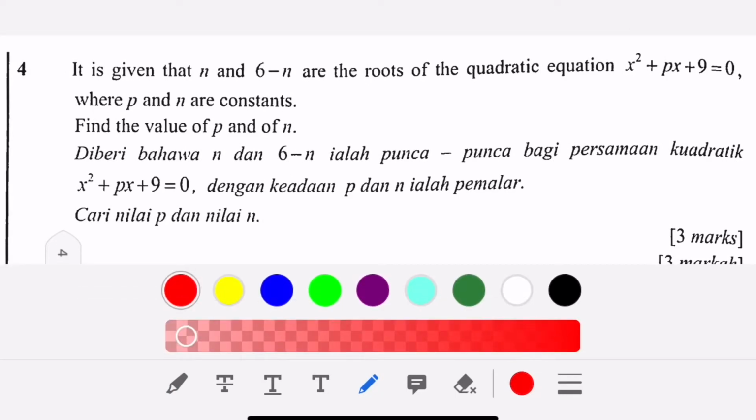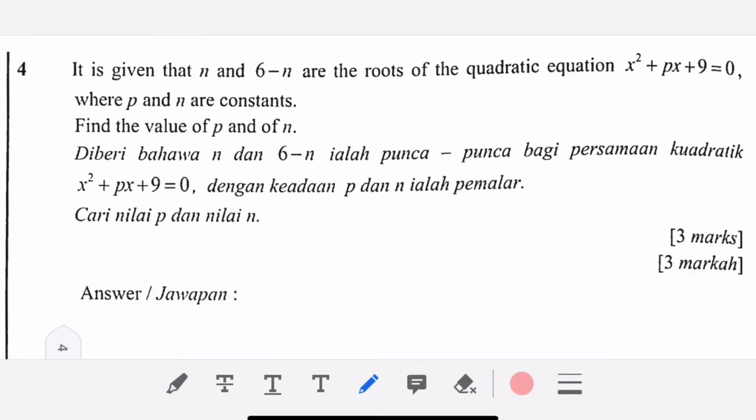Okay, now we discuss number 4. For question number 4, you are given that n and 6 minus n are the roots. Again, the roots. When you see roots, what does it mean? x, for the quadratic equation. Okay, they give you the quadratic equation already.